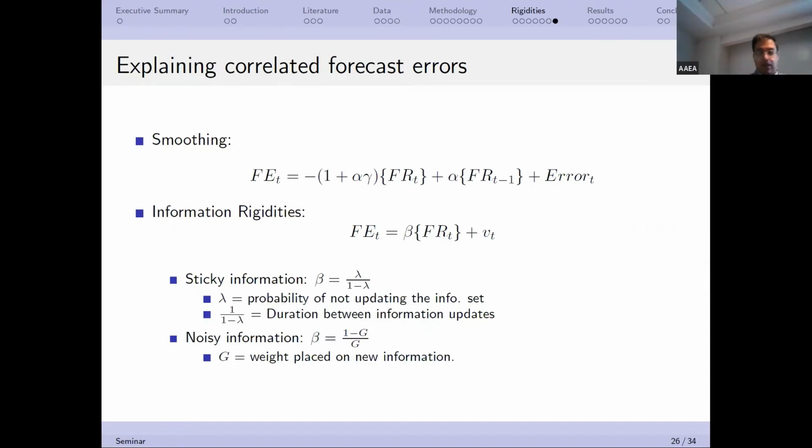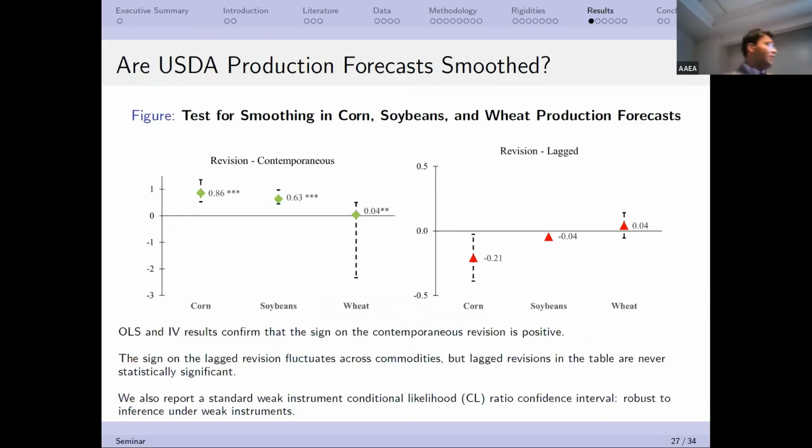And so as we can see, these are the results for smoothing in corn, soybean, and wheat production errors. We can see that the contemporaneous forecast revisions are positive, where they should have been negative to be consistent with smoothing.